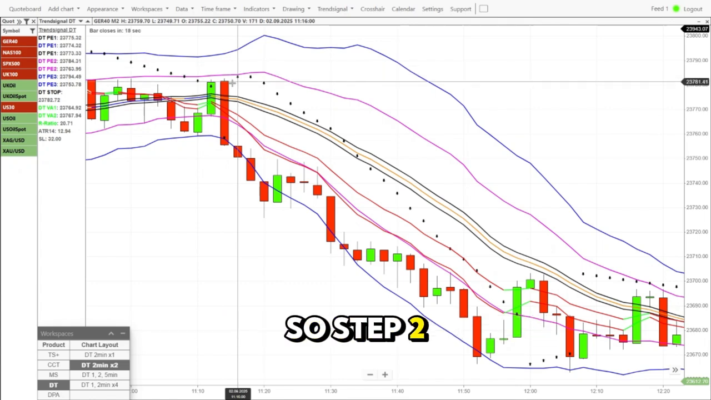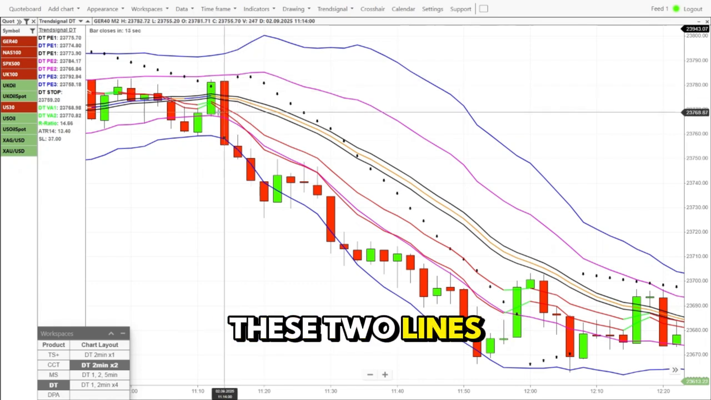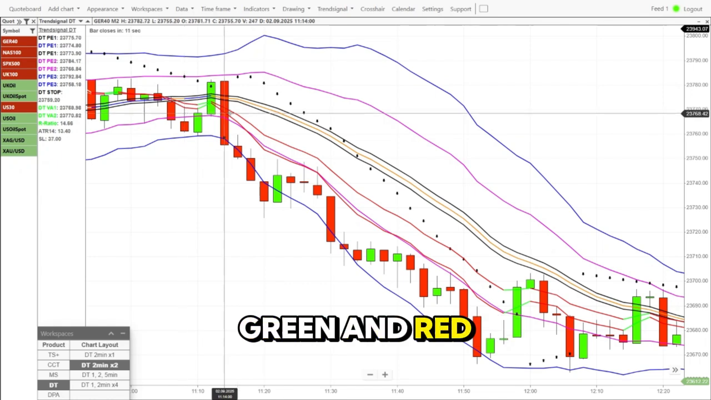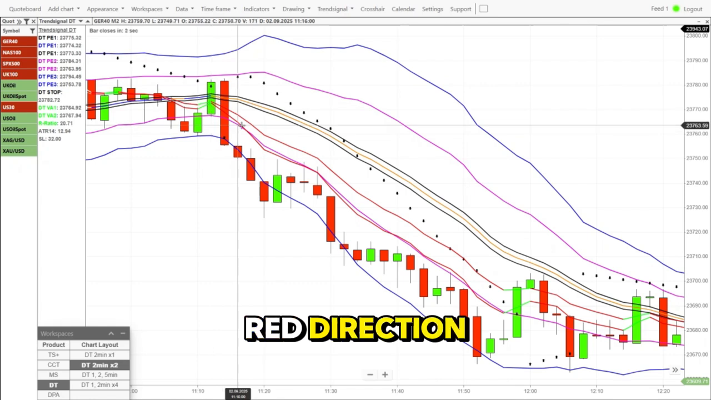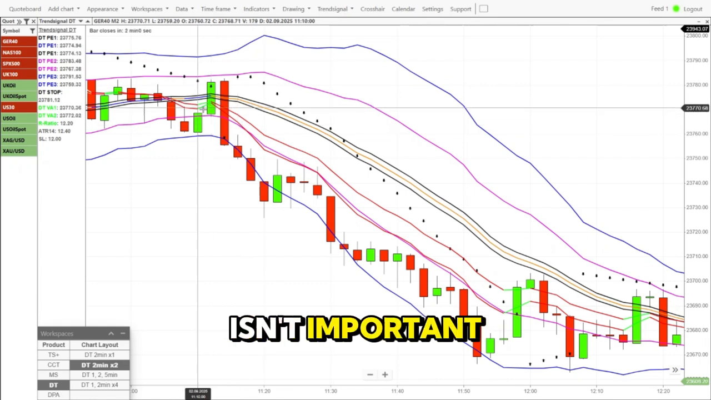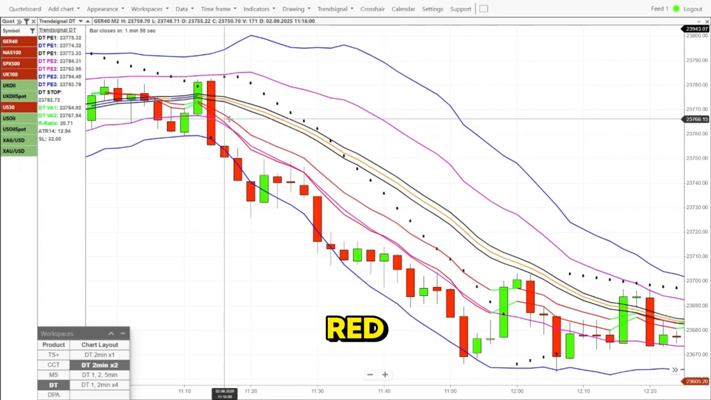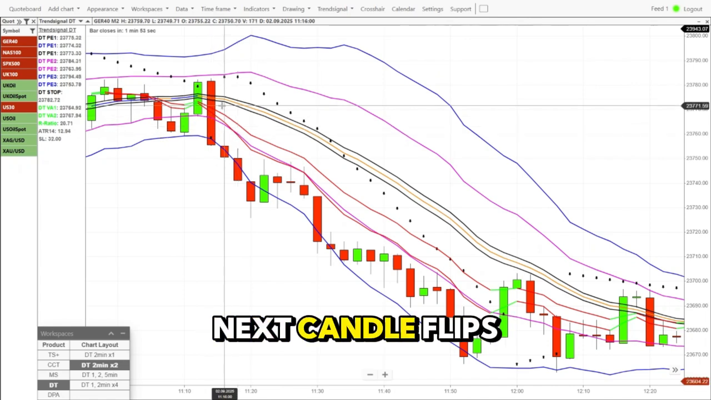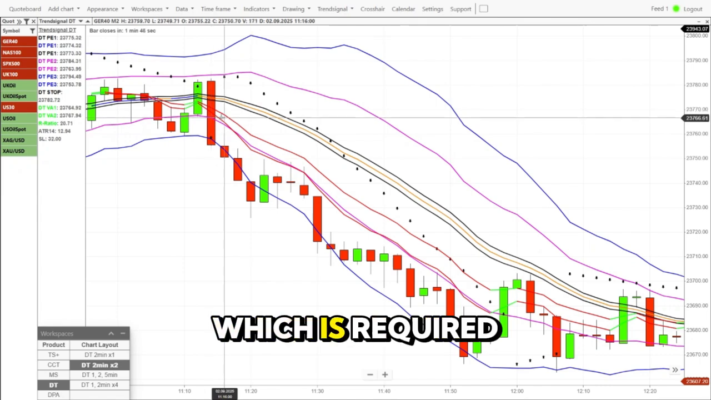So step 2, after we've identified the flip in the arrow, we need to check the vector averages. These two lines in the middle here, which flick between green and red, tell us essentially how momentum is looking on a lower time frame. Over the short term, over a few candles, you can see here we move down into the red direction. The change itself isn't important, but we do need it to be red before we can begin the trading opportunity, which it is, well red by about 2 minutes before the next candle flips over to generate. So in plain English, we have the arrow flip, and our vector averages are red to the left, which is required.